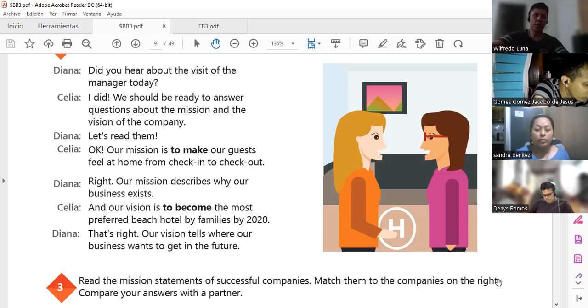No, let's work on that, Edgardo, look. That's right. Our vision tells where our business wants to get in the future. Okay. Now let's do it more slowly. That's right. Our vision tells where our business wants to get in the future. Let's read it like this. That's right. Our vision tells where our business wants to get in the future. Very good. I said you're very clear. Very good, Edgar.